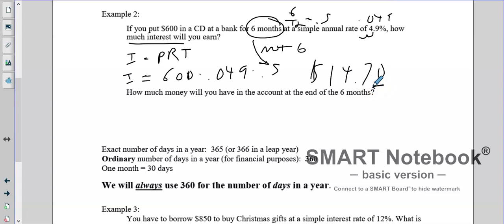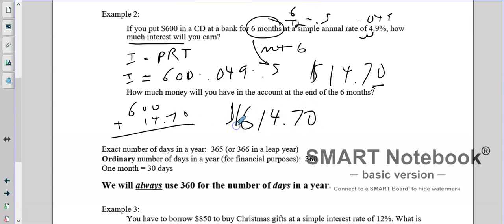So how much will you have at the end of 6 months? Well, 600 plus $14.70 leaves you with a grand total of $614.70.